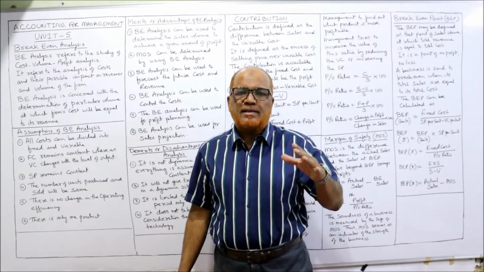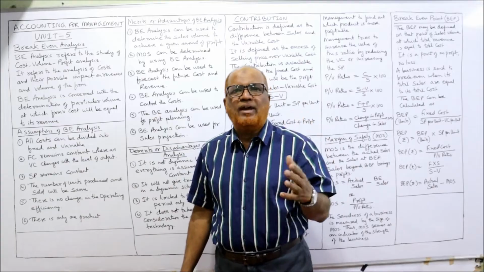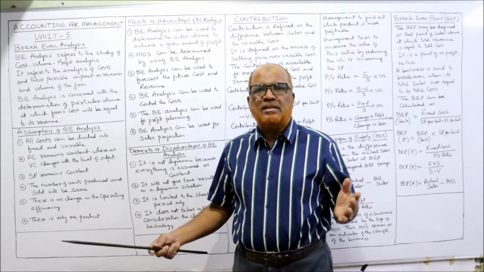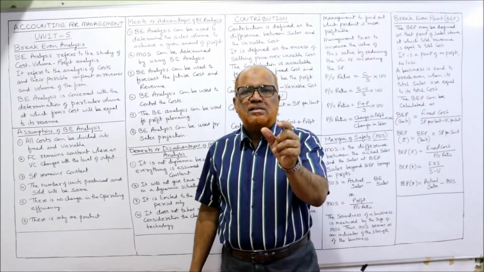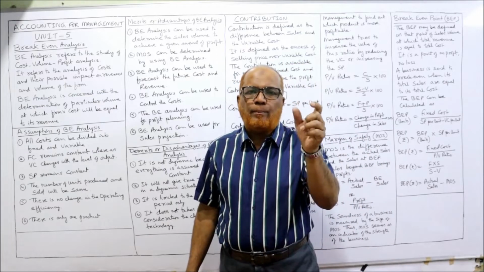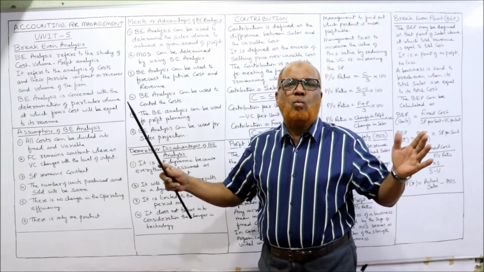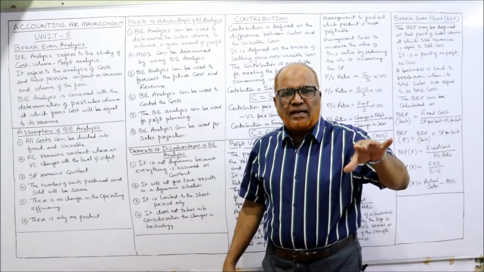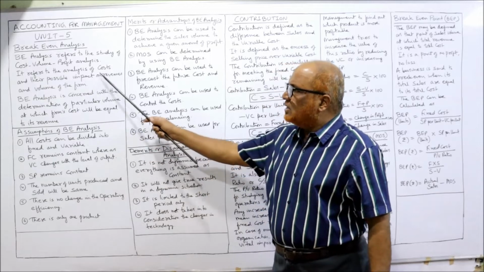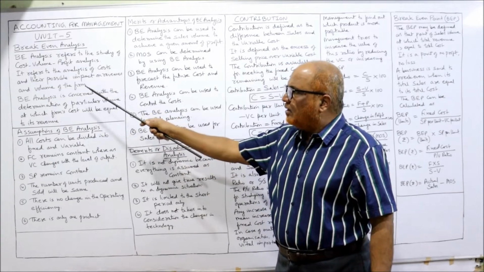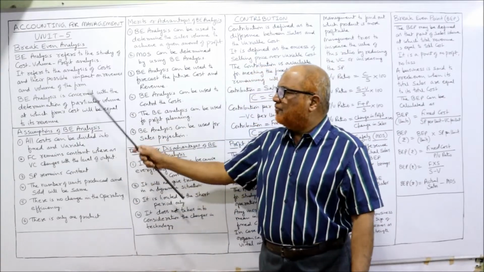In the previous video I explained to you that normally CVP and break-even analysis are used synonymously, as if they are one and the same. But technically it is not the same. Break-even analysis is only one part of CVP analysis. Actually CVP analysis is a very wide concept. In that CVP analysis, one of the parts is break-even analysis, and it refers to the study of cost in relation and the possible impact on revenues and volume of the firm.